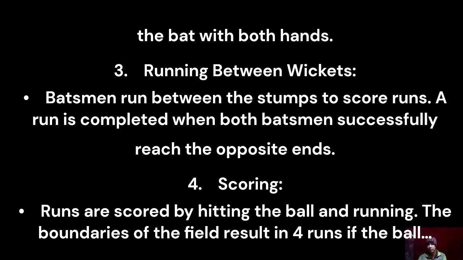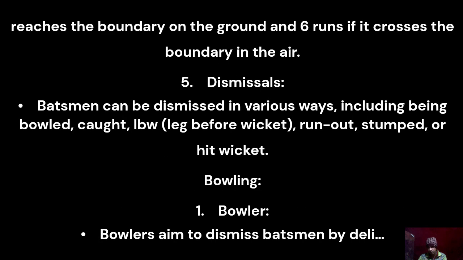Hitting the ball to the boundary of the field results in 4 runs if the ball reaches the boundary on the ground, and 6 runs are scored when the ball crosses the boundary in the air. Dismissals: a batsman can be dismissed in different ways, including being bowled, caught, LBW, that is leg before wicket, run out, stumped or hit wicket.